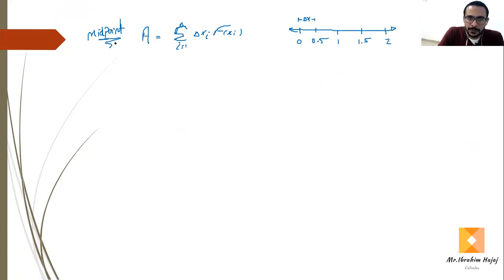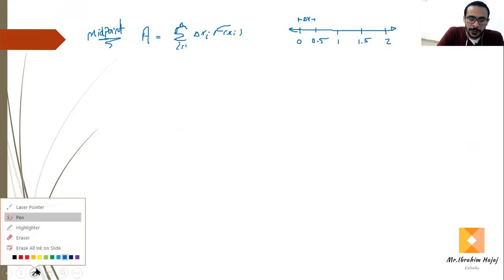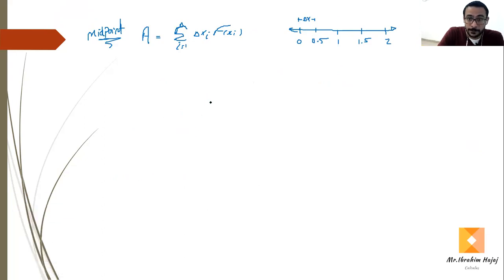But this time using the midpoint, meaning the midpoint between each point and the next one. So what's the halfway between 0 and 0.5? It's here and here and here and here. The first point is 0.25, right? And the second point here is 0.75. This point up here is 1.25. And this point up here, between 1.5 and 2, is 1.75.